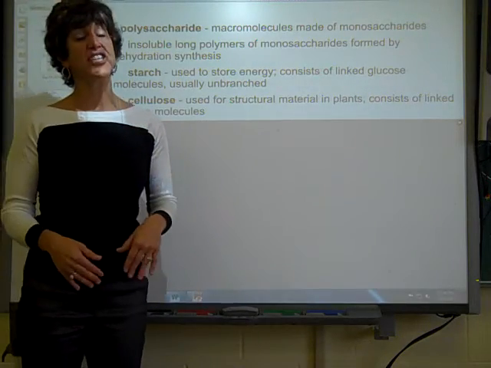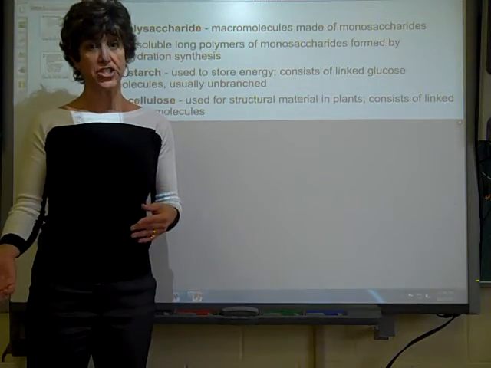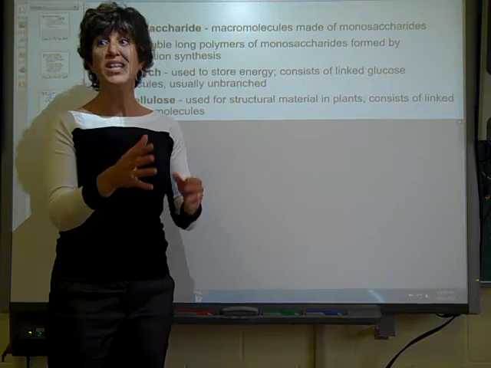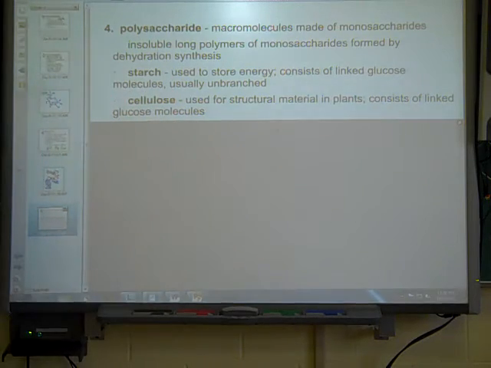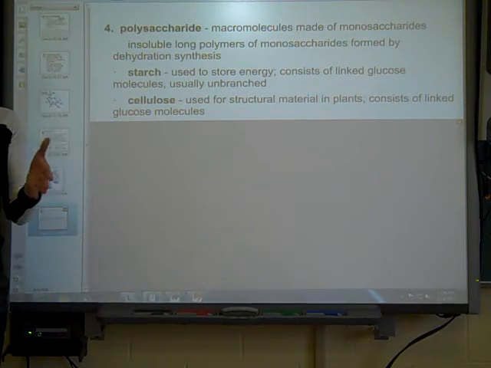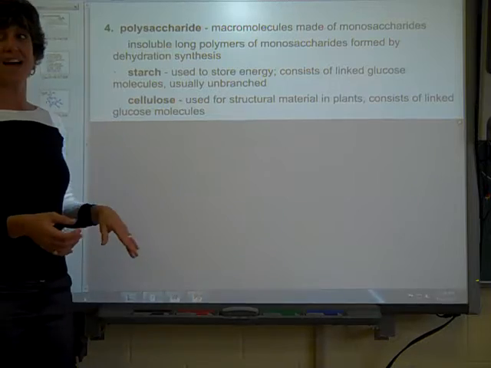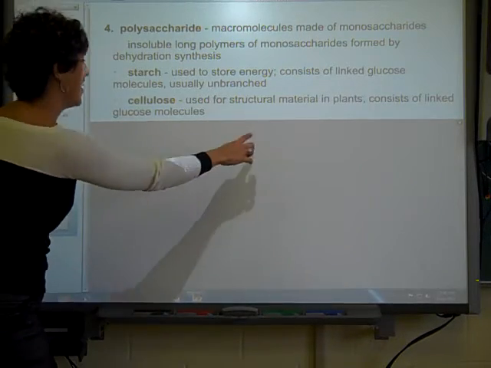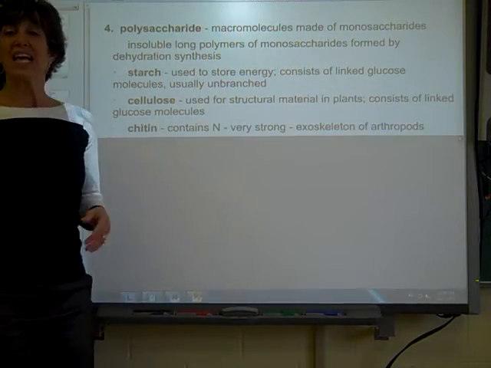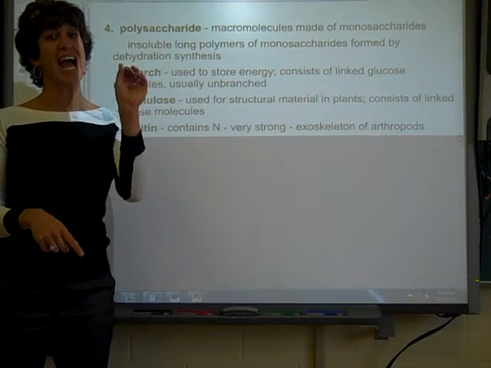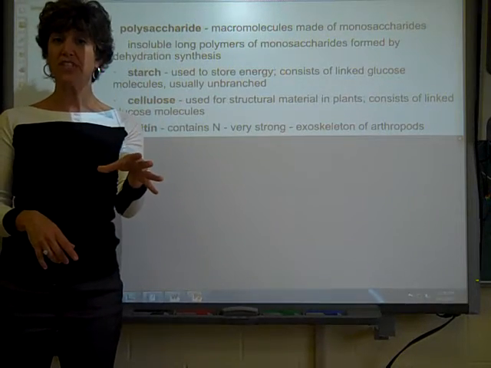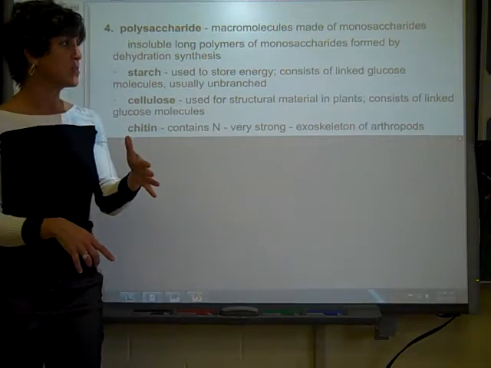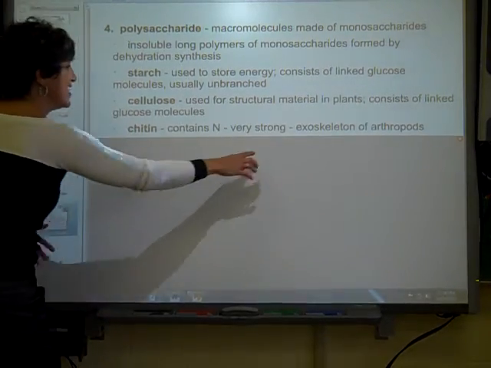Cellulose. We can't digest it very well because it does have some branches, and it's a very fibrous molecule. It makes up plant cell walls. So plant cell walls have a lot of fiber, a lot of cellulose in them. All right, chitin. Chitin is another carbohydrate, but it has nitrogen in it, which makes it very strong, which makes it great for an exoskeleton of an arthropod.